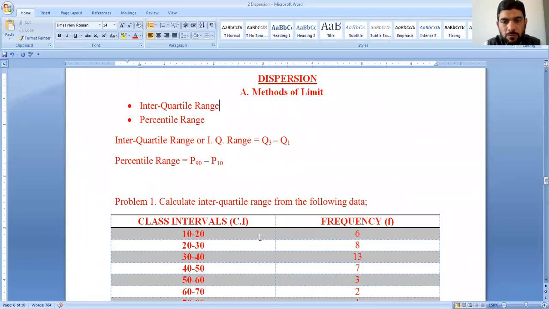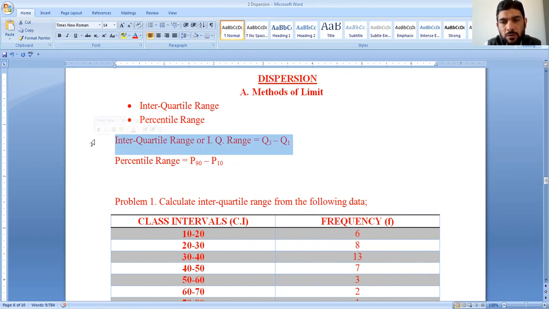Hello students, today we will discuss two topics from the chapter Dispersion in Statistics. Topic number one is based on methods of limit, that is interquartile range, and the second one is percentile range. The formula for interquartile range, or IQ range, is Q3 minus Q1.